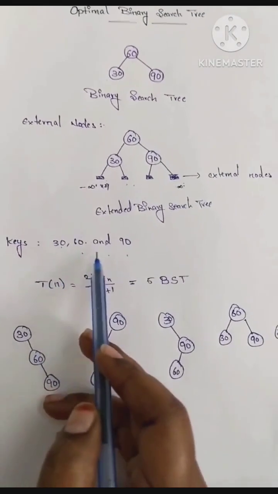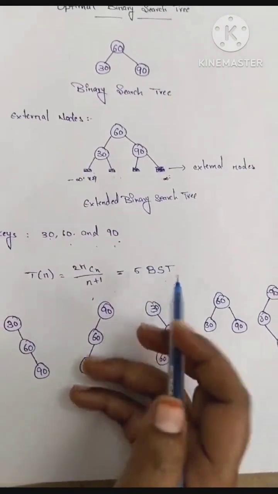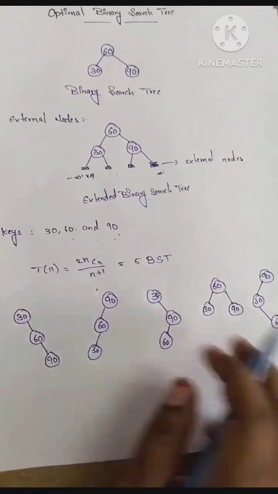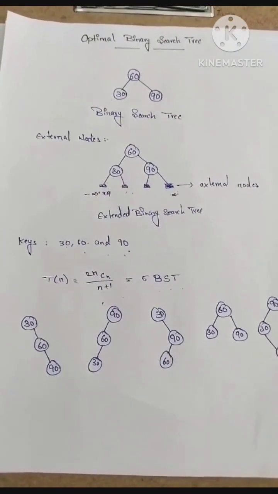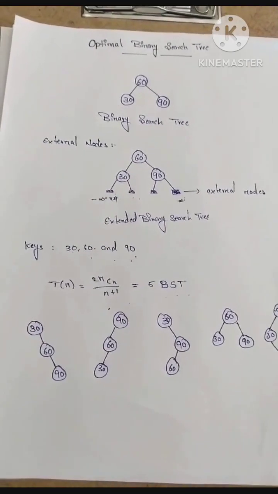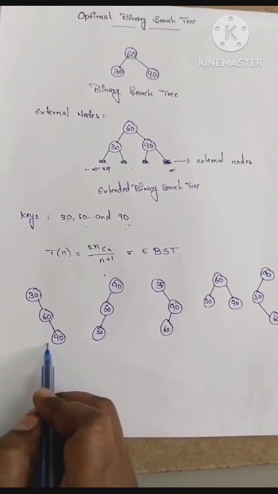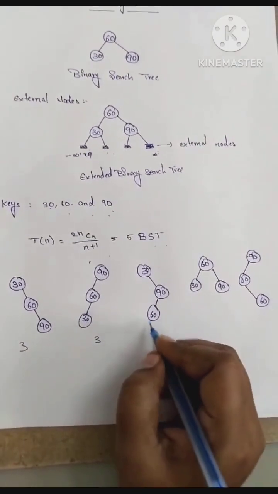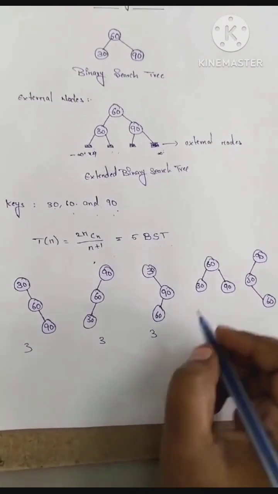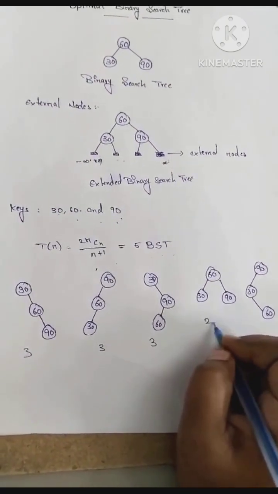With the given keys 30, 60 and 90, using this formula we can construct 5 binary search trees. These are the 5 different binary search trees for the given 3 keys. Here the cost of searching a key is different, where it depends on the maximum comparisons. Here in this binary search tree the maximum comparison required is 3 and here 3. This binary search tree also takes 3 comparisons, whereas this binary search tree requires only 2 comparisons.